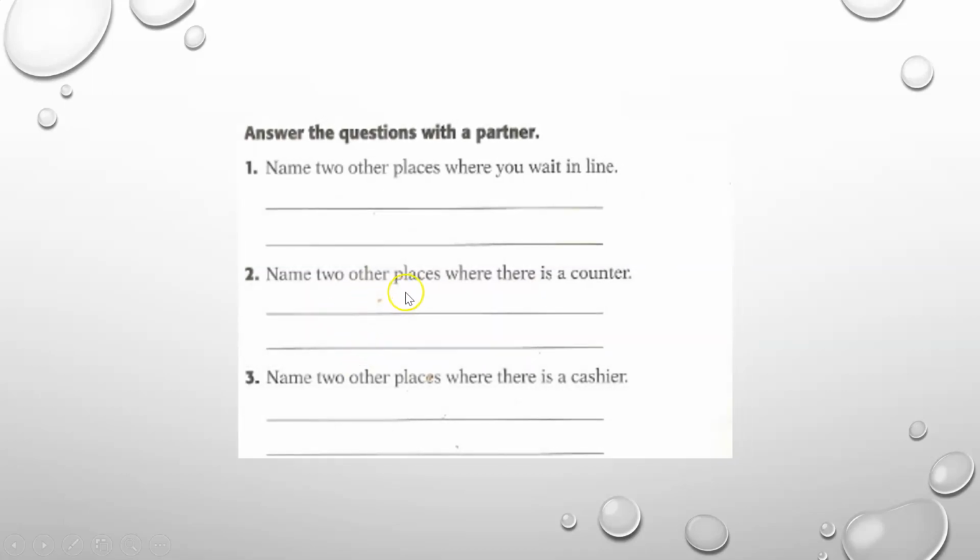Okay. So I wanted to try to answer these questions. The first one asks you about some places where you wait in line. The second one is about places where there is a counter. And number 3 is two places where there is a cashier. So think about where you go in the city, where you find these places, where you find these people, and name two places for each question, please. Stop the video and do it in writing.